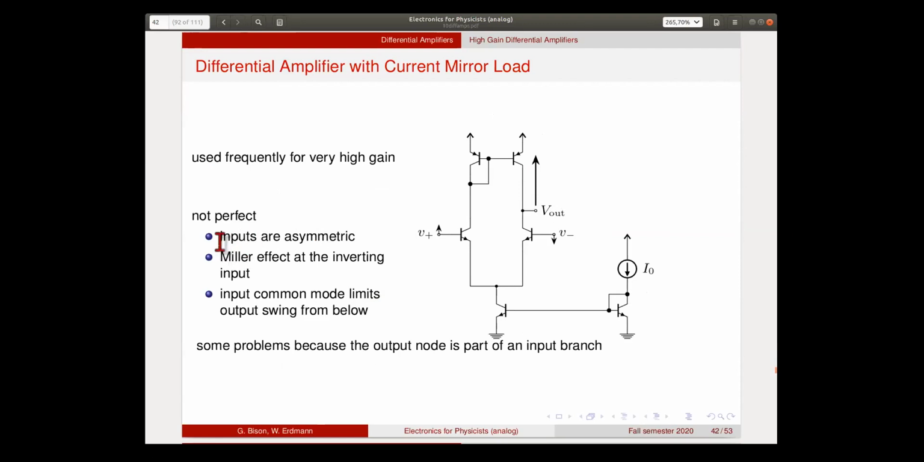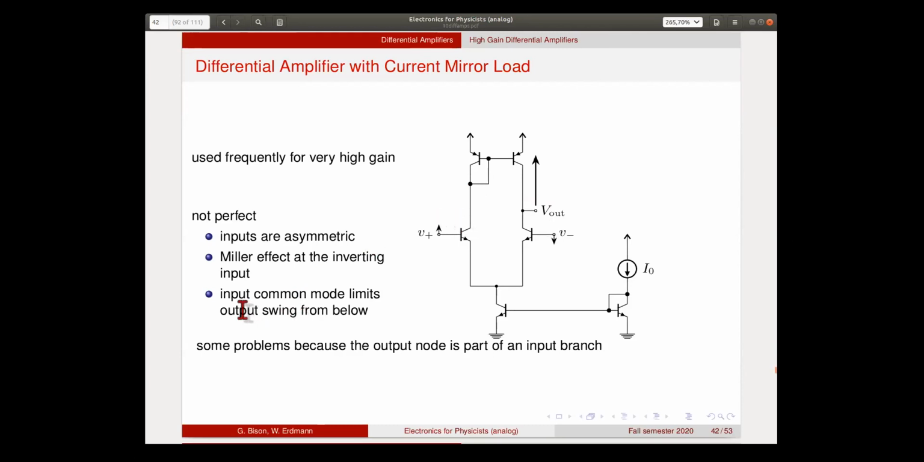There's a certain asymmetry between the inverting and the non-inverting input. First of all, because we have the current source, the diode connected transistor here, and we don't have the diode connected here. Instead, we have the output. So this one swings up and down, while this one is almost constant. This means that on the inverting input, which is this one, we have a Miller effect. On this one, we don't.